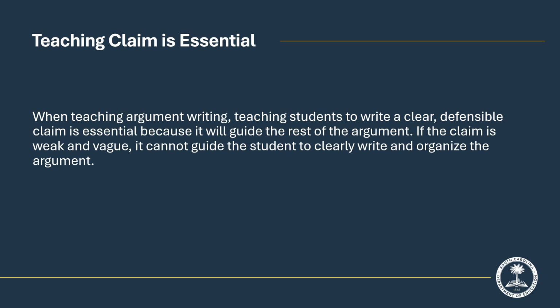Teaching claim is essential. All argument writing should begin with teaching students how to write a claim. This year, students in 6th grade may have less experience with reading and writing claims. However, next year's 6th grade students should leave 5th grade prepared in both reading and writing. Students should have ample opportunities to write and revise claims before they are expected to write a full argument. This applies to all grade levels.